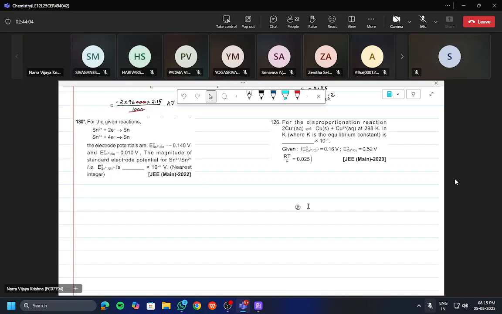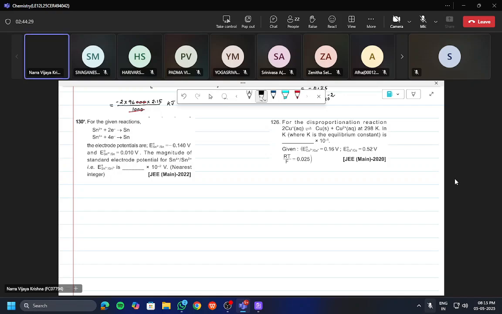By May 15th, I need to close target 1. We need to start the next target at least by the end of May. I need to complete the first chapter of the next target also, chemical kinetics.